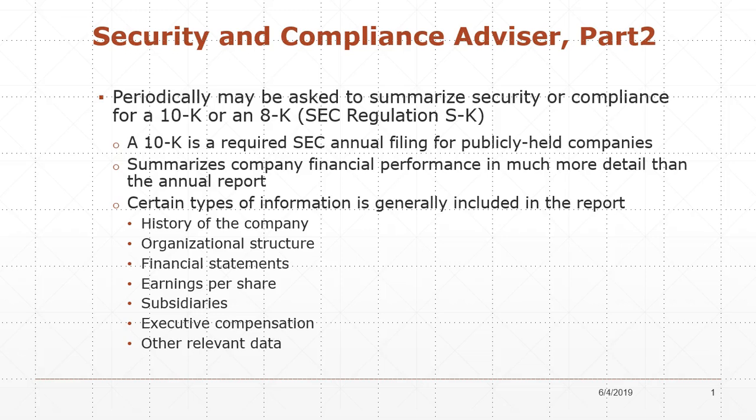You may be very familiar with what an annual report is and the types of information that you find there, but the 10K is a much more detailed description of the financial condition of the company. There are certain types of information which are generally included in the report, and I've listed these on the slide, such as the history of the company, the organizational structure, financial statements, earnings per share, the subsidiaries of the company, the executive compensation, and other relevant data.